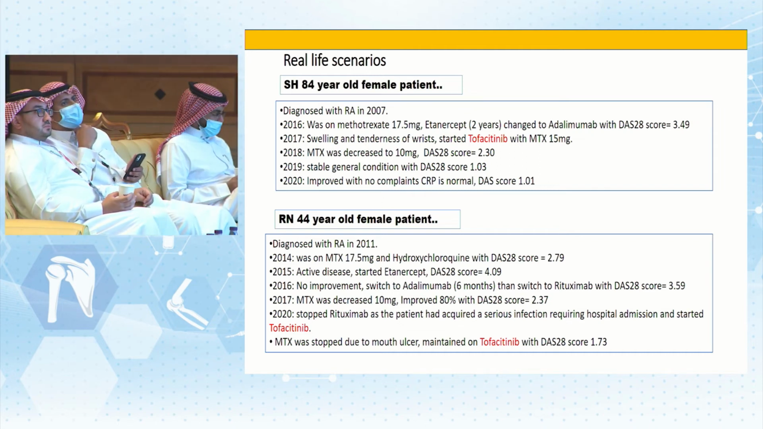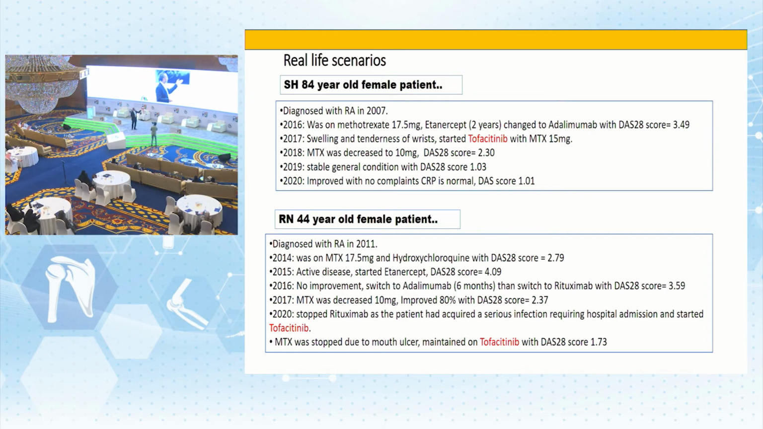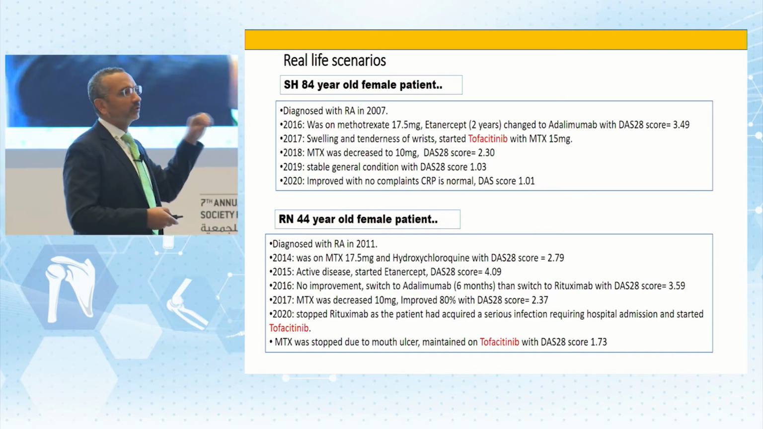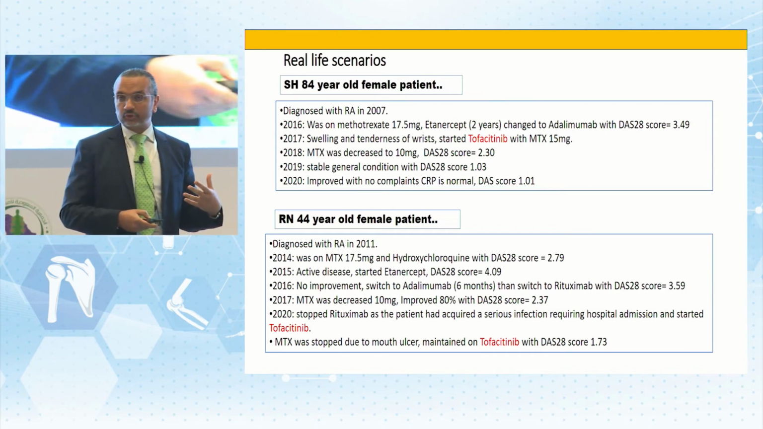She didn't respond to anti-TNF alpha, but she used also rituximab. We stopped rituximab and switched her to tofacitinib, and right now she's very well controlled on tofacitinib. So I'm presenting really complicated, long-standing rheumatoid arthritis cases where they did respond to tofacitinib.